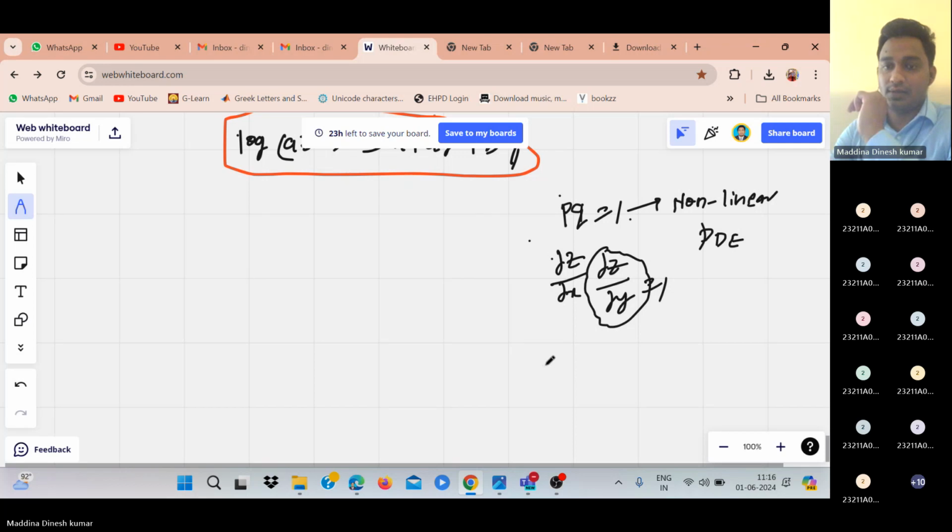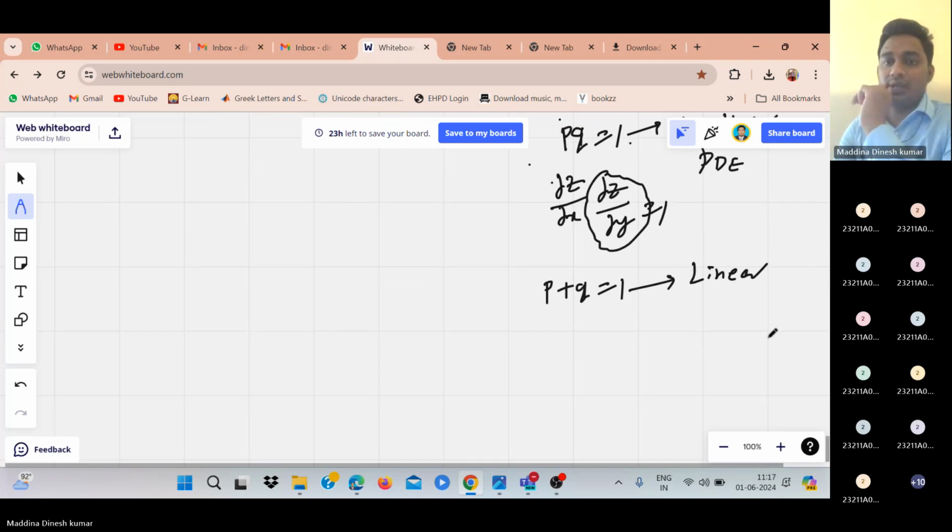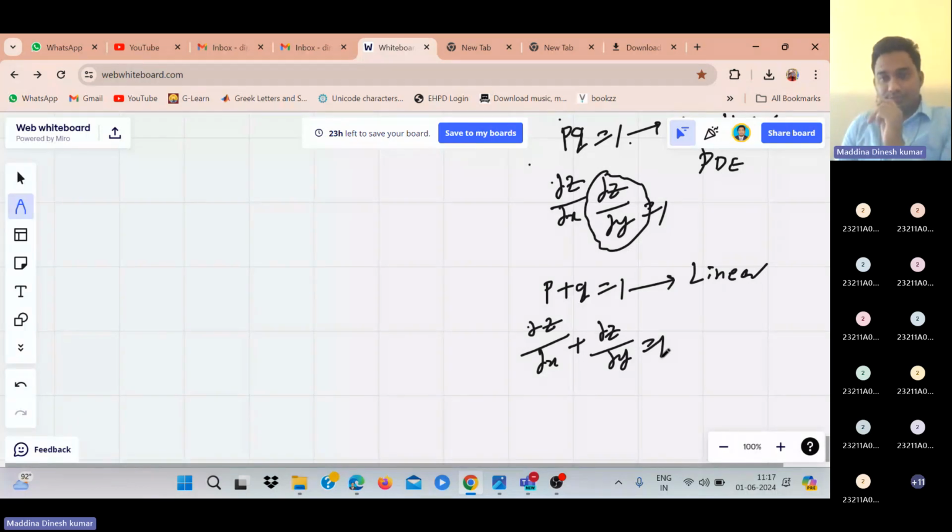Suppose p plus q equal to 1. It is linear. Here p means dou z by dou x, and q means dou z by dou y, equal to 1. If you observe here, for these terms, in the coefficient or in the product, there is no dependent variable. That's why it is linear.